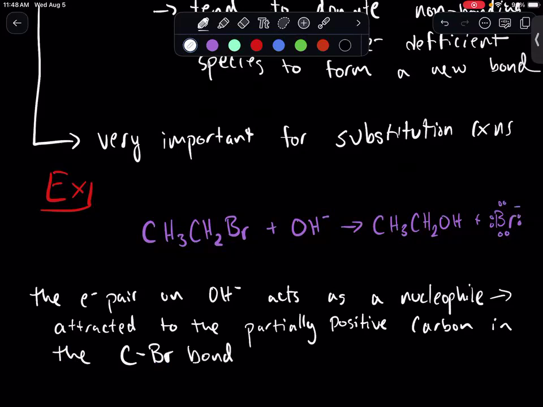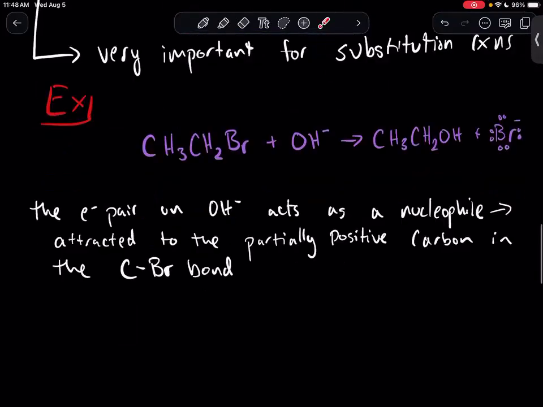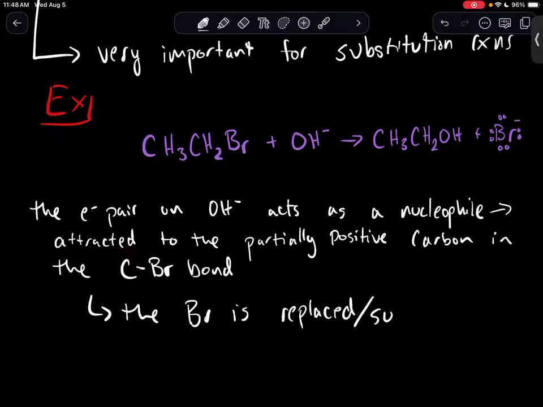Because we mentioned electronegativity, you can always tell that between a carbon and a halide, this is going to be positive, that's going to be negative. So it's attracted to that carbon. Those electrons are looking at that carbon as something that is electron deficient. And because of that, the Br is replaced, or what we might say, substituted.